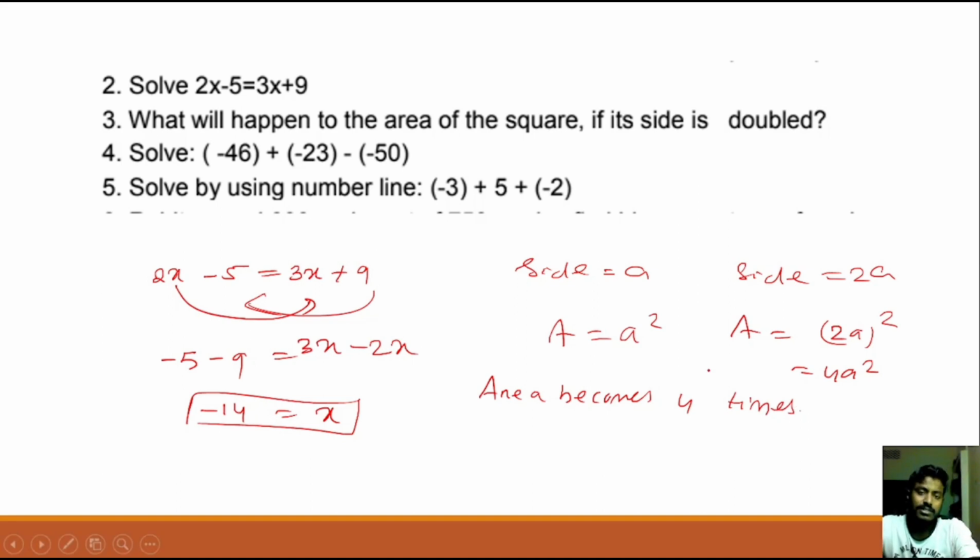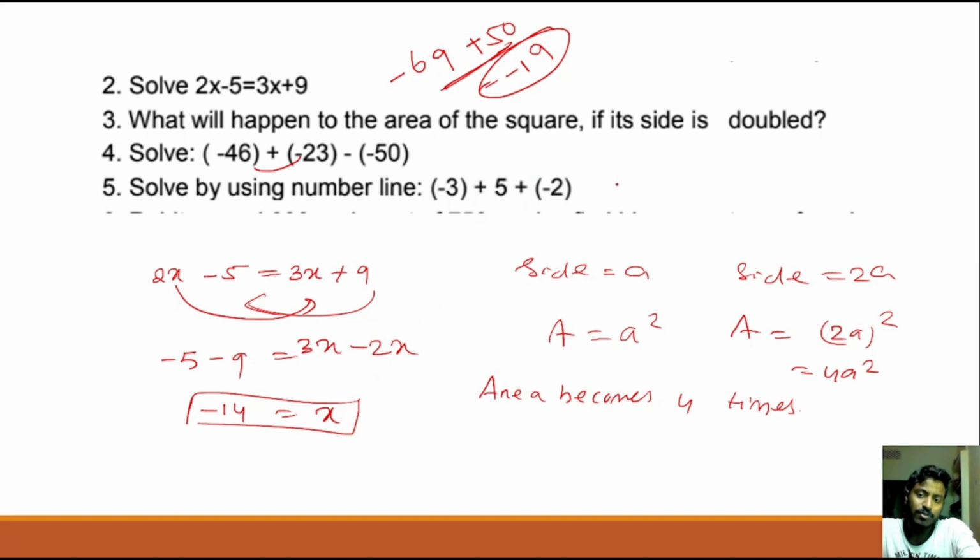Okay, next solve. Here same sign, so we add: 39 plus 26, minus, plus 50. Now different sign means subtract. 90 minus 71, the big number's sign is minus. So the answer is minus 19.